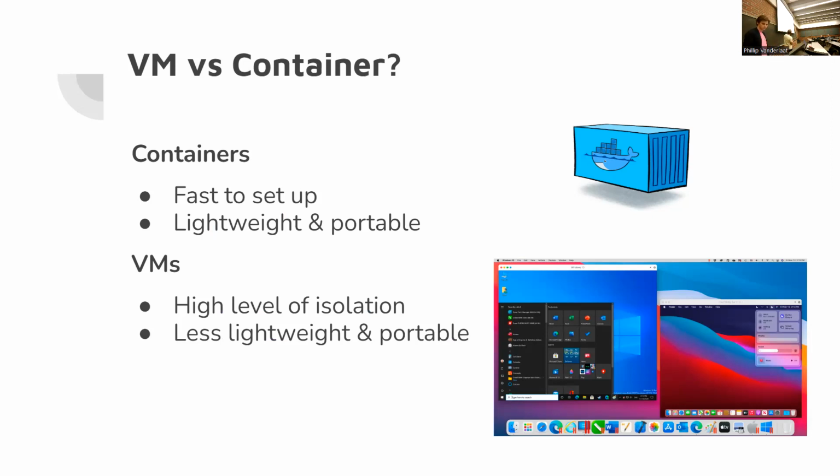So containers are fast to set up. They're lightweight and portable, whereas VMs have a high level of isolation because each process or each application has its own operating system, but they're obviously less lightweight and portable. So here you see we're running Windows, Mac, which obviously could not be handled by a container, or maybe you could, I don't know.